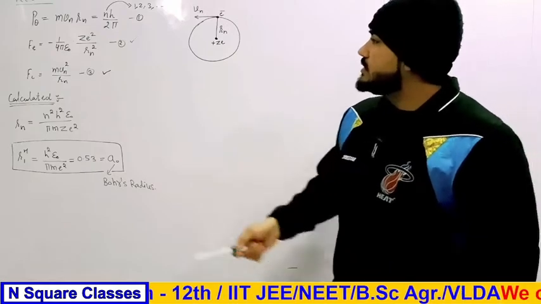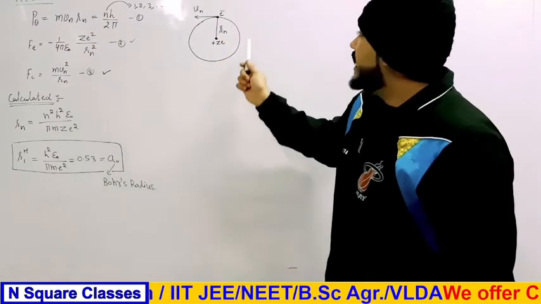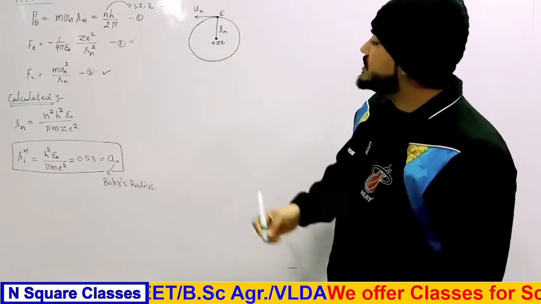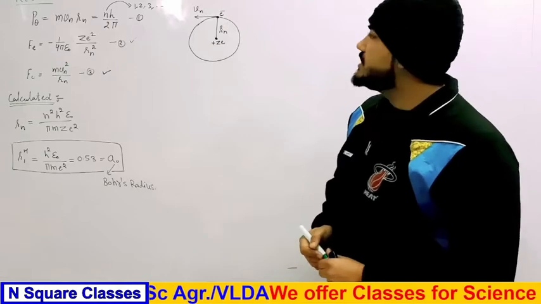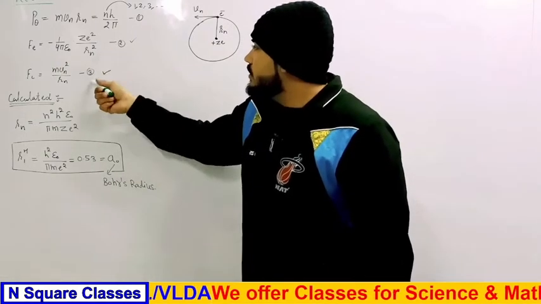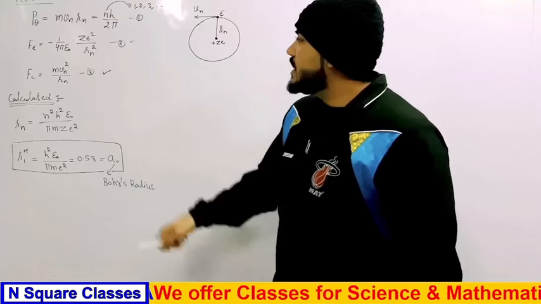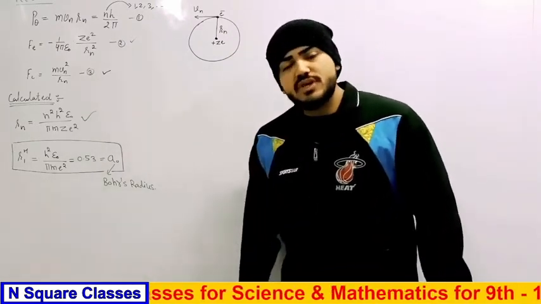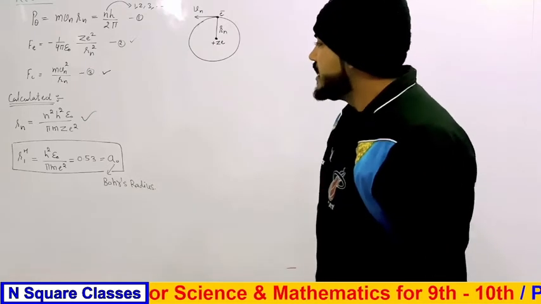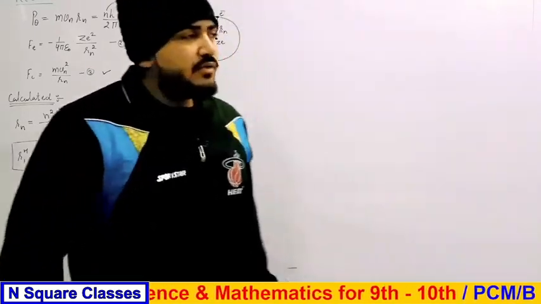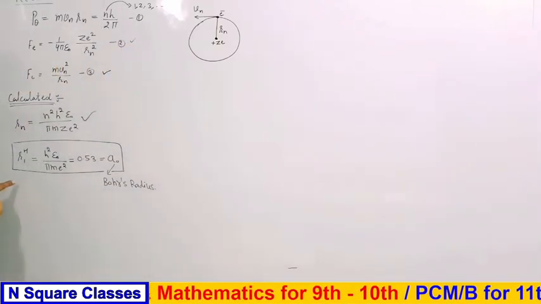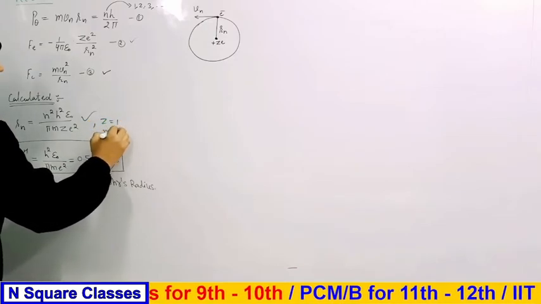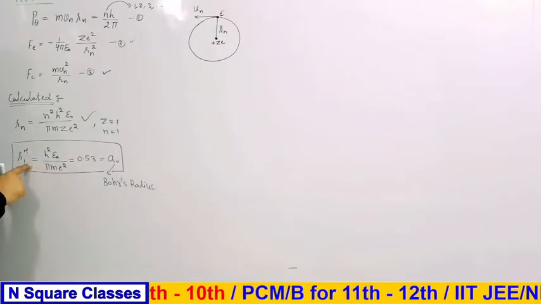Now, using both these results for an electron revolving around the nucleus, the condition must be imposed that the electrostatic force at this point and the centrifugal force acting on this electron must balance. Using these two equations, we have calculated this Rn. Rn equals n square h square epsilon naught upon pi m z e square. We have also calculated in our last lecture that for the hydrogen atom, we take z equals 1 and n equals 1, that is, we are talking about the first orbit.